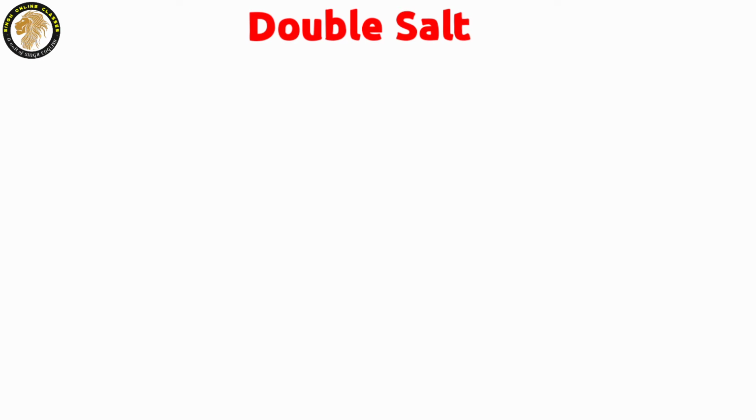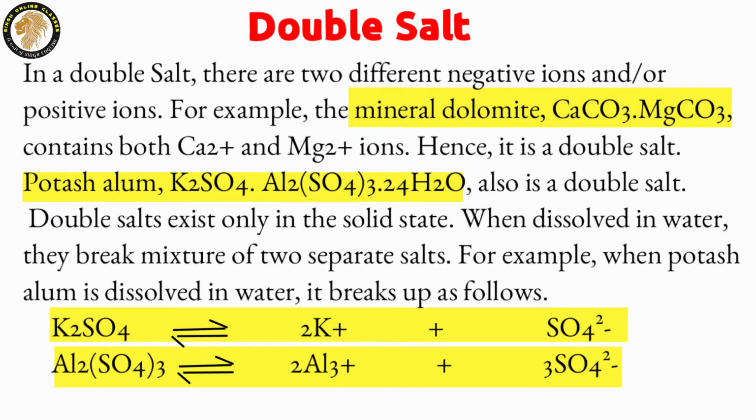Now the next one is double salt. In a double salt, there are two different negative ions and/or positive ions. For example, the mineral dolomite, see the formula, CaCO3 and MgCO3 together, they are not separate. It contains both Ca2+ and Mg2+, meaning both are present in a single compound, that is a single salt having double positive ions. So it is considered a double salt.